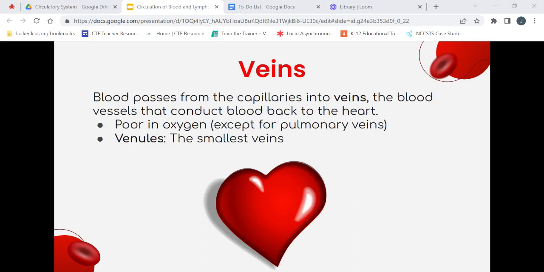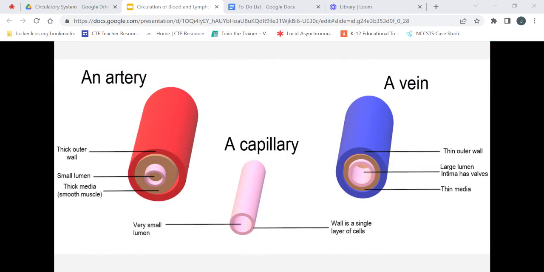Blood passes through capillaries into veins, which are the blood vessels that conduct blood back to the heart. Veins are generally poor in oxygen, except for the pulmonary veins, and venules are the smallest veins. This is a picture that shows the three layers of an artery and a vein, and also shows what a capillary looks like.